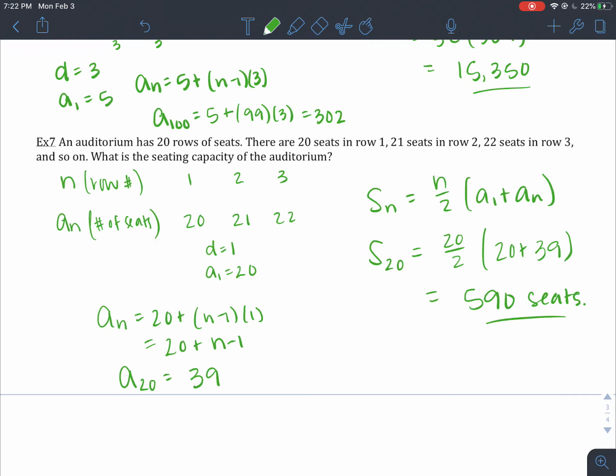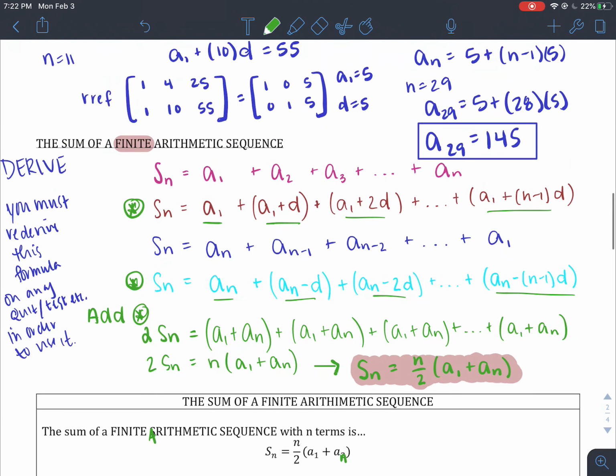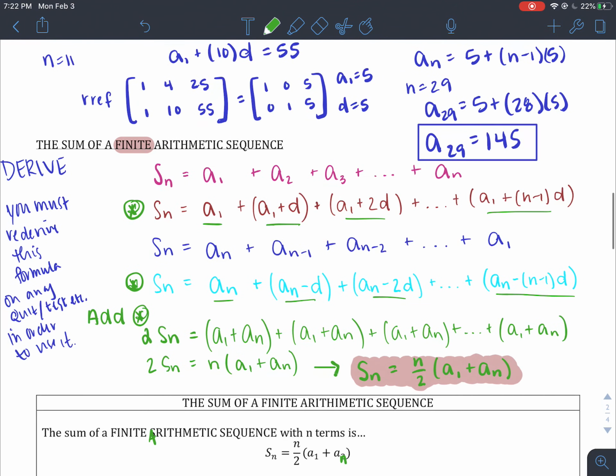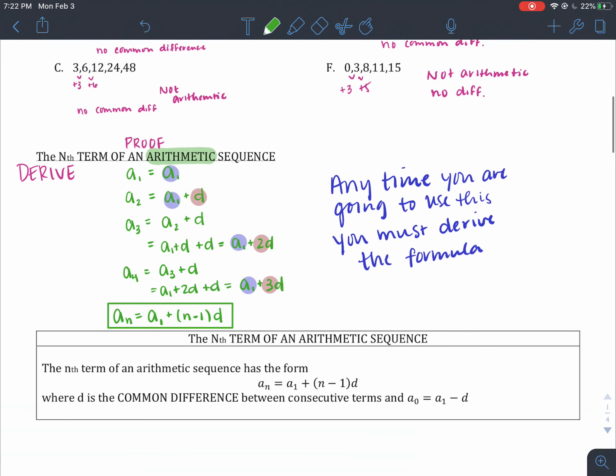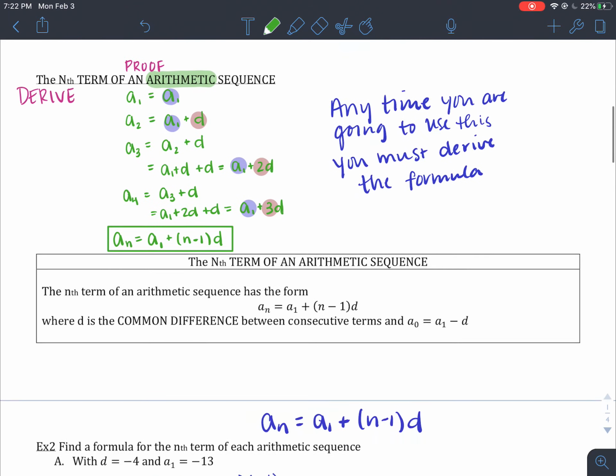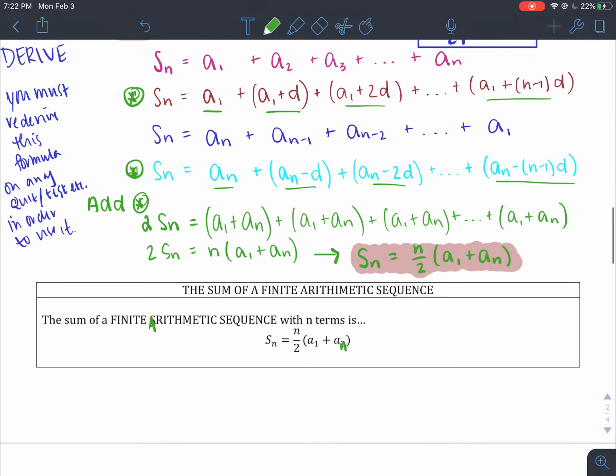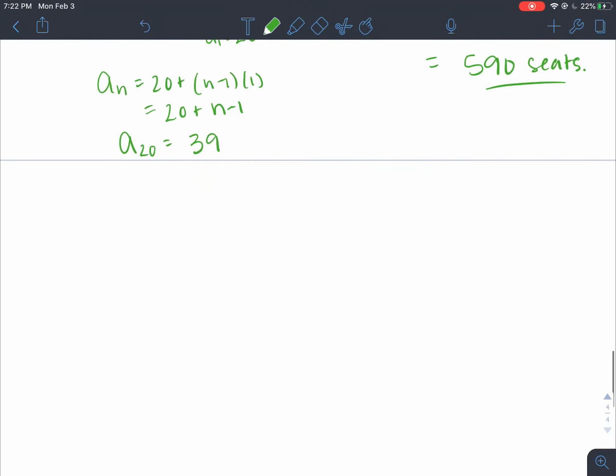Okay, so arithmetic sequences, we have an a sub n rule and we have a partial sum rule. In order to use those, you have to derive them. So you do need to know both of these proofs, and you do need to be able to reproduce both of these proofs on any quiz, test, homework worksheet. Anytime you want to use either of those two formulas, you have to be able to derive it.